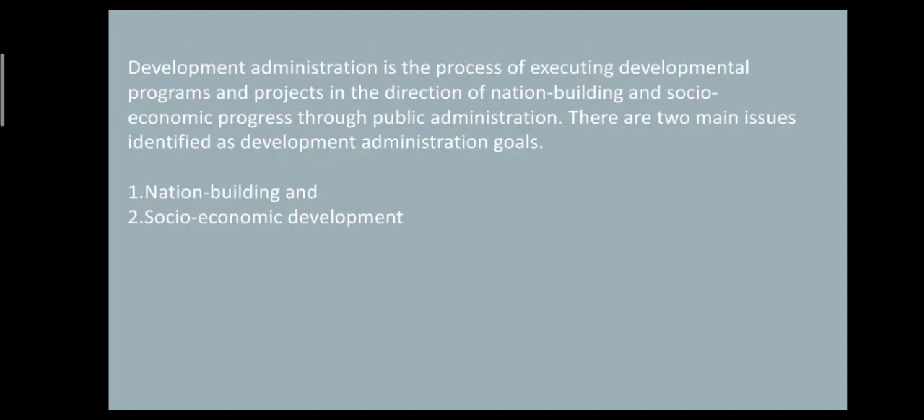through public administration. There are two main issues identified as development administration goals. First is nation building, and second, socioeconomic development. When we say nation building, it is a significant undertaking that governments employ to develop political, economic, security, and social institutions in other countries. And when we say socioeconomic development, it is a process of social and economic development in a society.